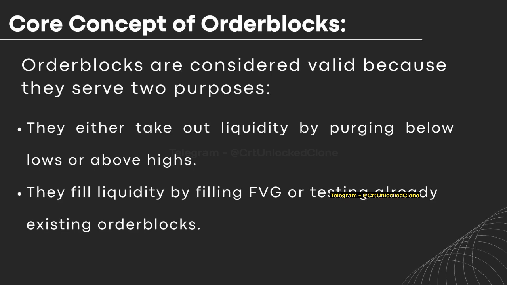So the first core aspect of an order block is that it purges liquidity, which is the main prerequisite for a key level. An order block purges liquidity in the form of taking out highs and lows, which means it has taken out liquidity. That's why it's considered a valid key level. The second purpose that an order block serves is that it fills liquidity in the form of filling or testing FVGs, or testing previously untested and unmitigated order blocks. That's how you can correctly identify an order block. If a candle has taken out liquidity, and then price closes above it, then you could use that candle or that sequence of candles as an order block.